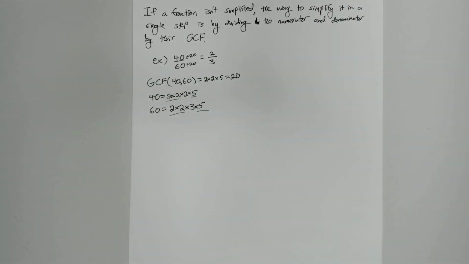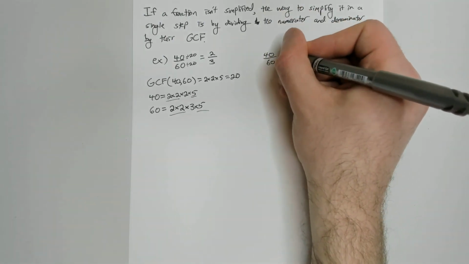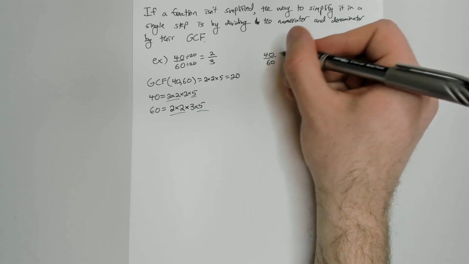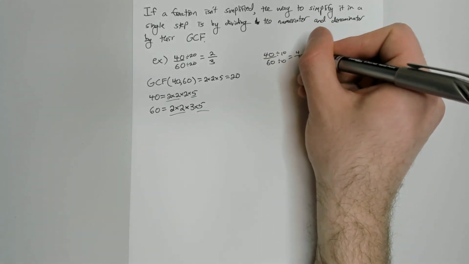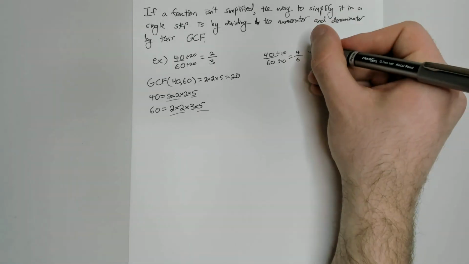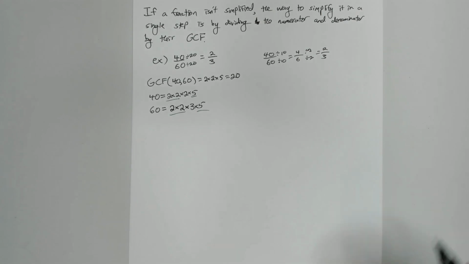Now, if you didn't use the greatest common factor, it's not a big deal. You can do it in multiple steps. Maybe you notice they're both divisible by 10 because they both end in a 0, so you divide them both by 10. So then we get 4 out of 6, and then you're like, oh, they're still even, so we can divide them by 2. And we get 2/3, and we get the same thing.